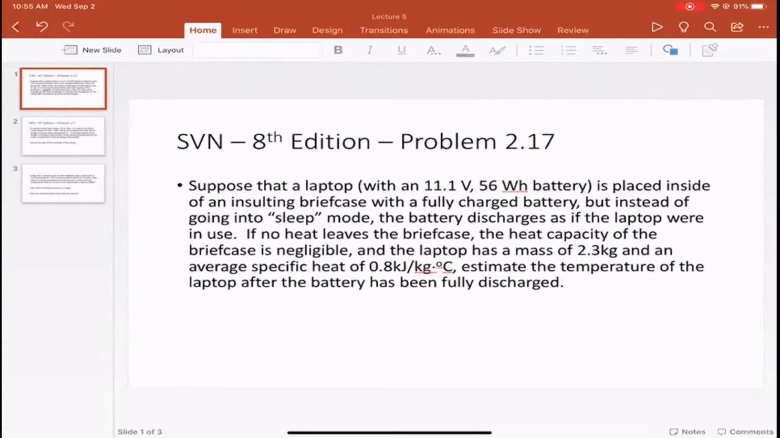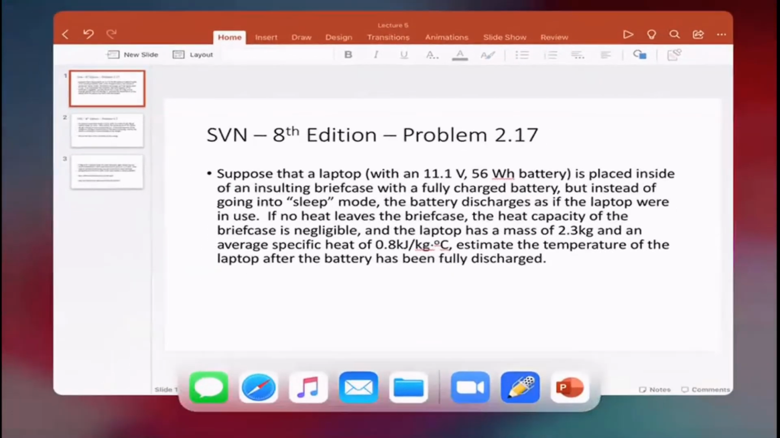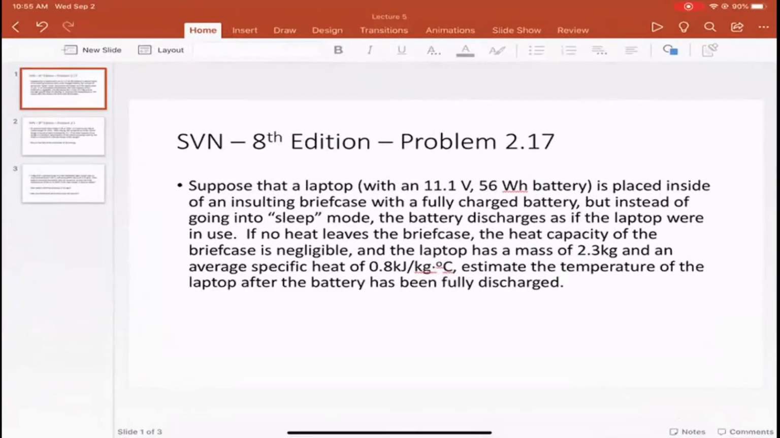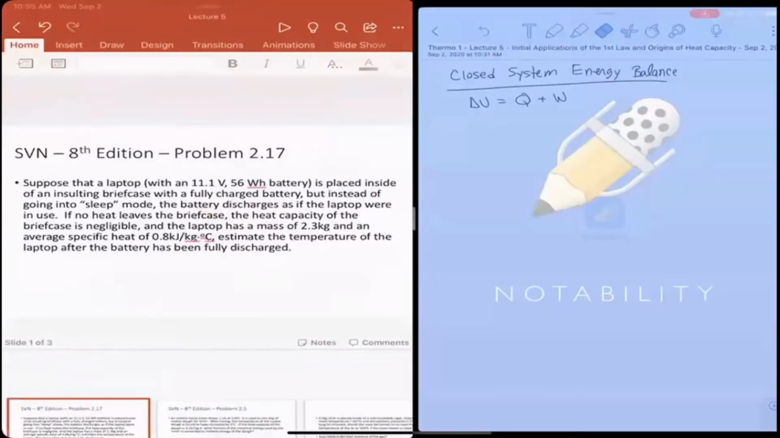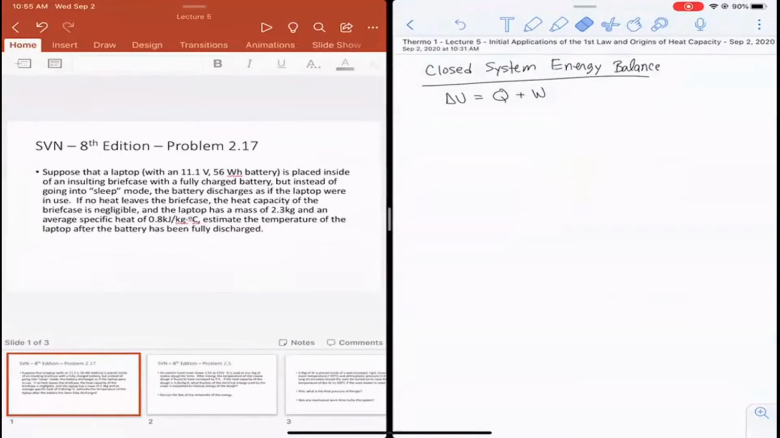So in real life, my briefcase is not perfectly well insulated, but this problem kind of asks us, if it were, how hot would the laptop get? Right? So it asks us, if no heat leaves the briefcase, the heat capacity of the briefcase is negligible, and the laptop has a mass of 2.3 kilograms and an average specific heat of 0.8 kilojoules per kilogram degree C, estimate the temperature of the laptop after the battery has been fully discharged. So, all right. Let's start to look at this problem a little bit.